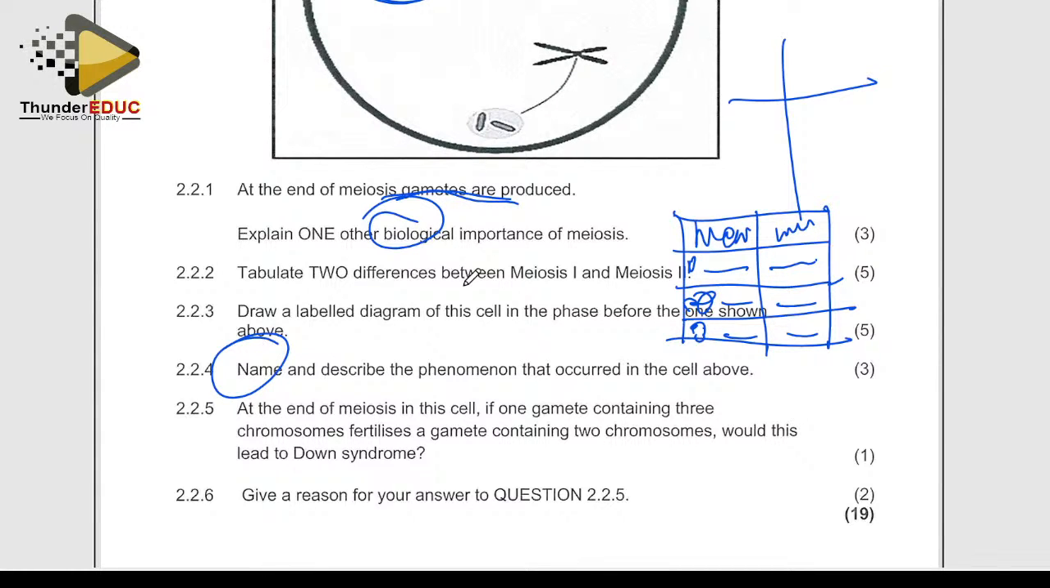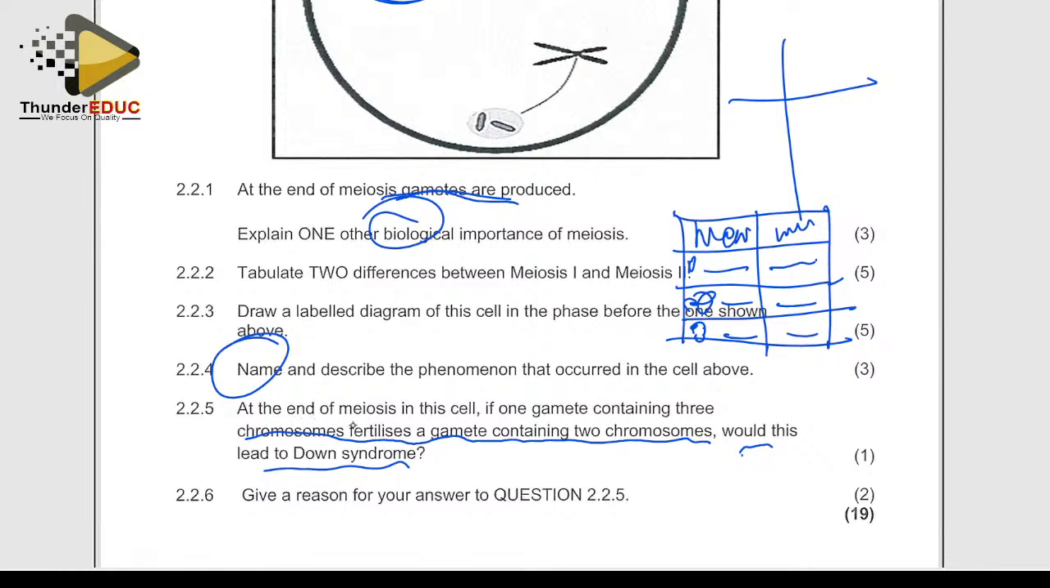So at the end of meiosis in the cell, if the gamete containing 3 chromosomes fertilizes the gamete containing 2 chromosomes, would this lead to Down syndrome? I bet that many people, guys, please don't tell me that you said yes, because I emphasized this, so that you don't make the second mistake again.